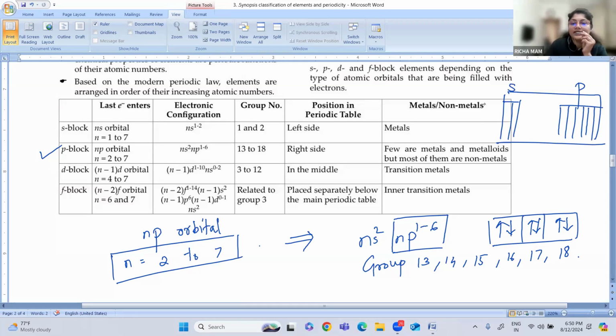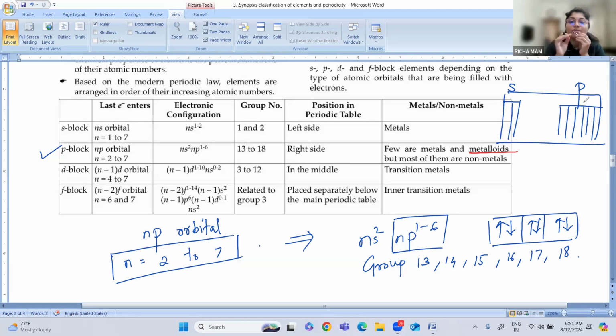On the right-hand side. So now, what do these consist of in the p block element? Some are metals, some are non-metals, and some are metalloids. Now you know what metals and non-metals are. What do you mean by metalloids? Metalloids have the properties of metals as well as non-metals.